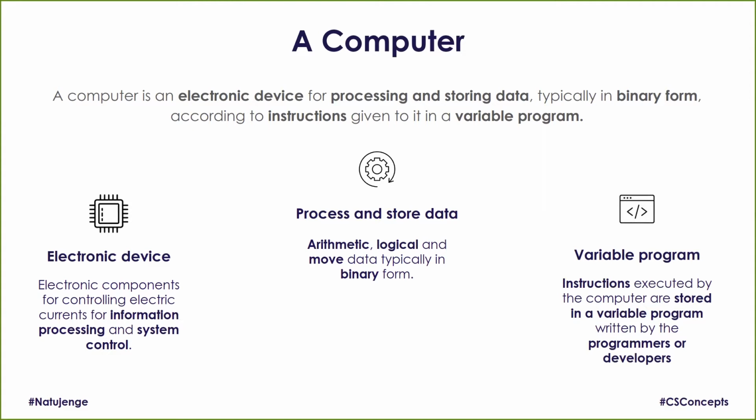So a computer executes instructions. And these instructions are written by a programmer. And this is what we call a program. And that program is what is executed on the computer. The reason why it's variable is because a computer is not created to execute a specific program. It executes any program as long as the instructions are supported by the computer.